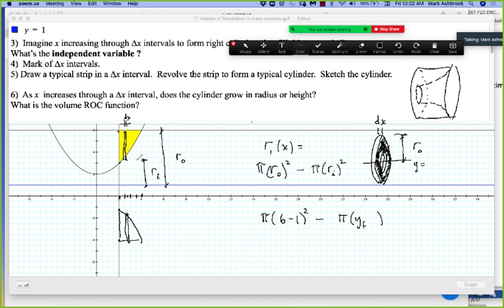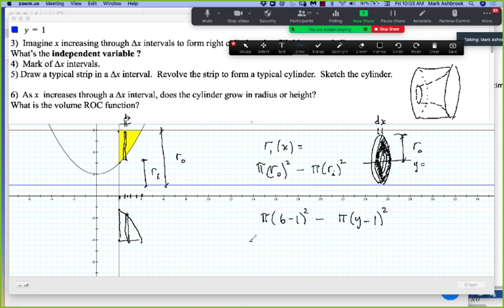It's the y coordinate on the curve. So y final is the y coordinate on the curve, and y initial is 1. That would be our starting point here for the rate of change function: pi times y final minus y initial squared for the outer radius, minus pi times y final minus y initial squared for the inner radius.